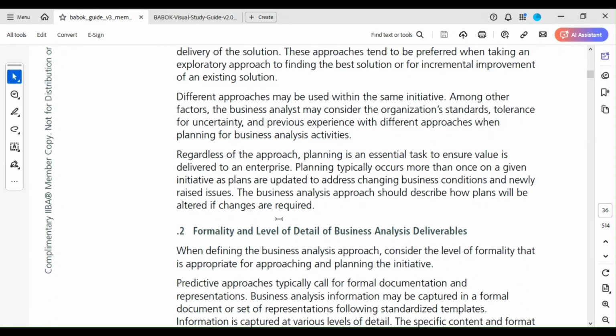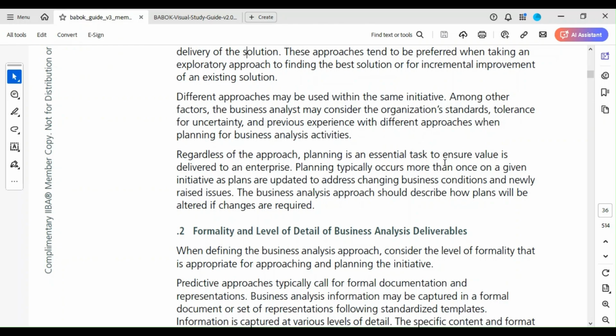Different approaches may be used within the same initiative. Among other factors, the business analyst may consider the organizational standards, tolerance for uncertainty when it comes to risk, and previous experience with different approaches when planning for business analysis activities. Remember when we said, oh, you have to go back to history, what has worked, what have you people used, so that you can lean on or leverage that.